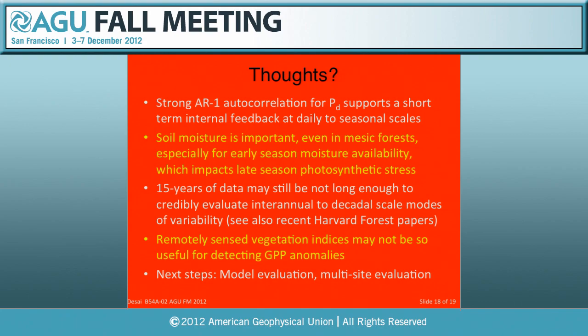Maybe they've solved it, which would be good. And remotely sensed vegetation indices may not be so useful for detecting GPP anomalies. They may be a really good instrument for picking out mean variability and spatial trends across large latitudes. And we saw this earlier when we did the big flux tower to MODIS comparisons, that we're very bad at picking up anomalies, but we're pretty good at picking up kind of large-scale variability.